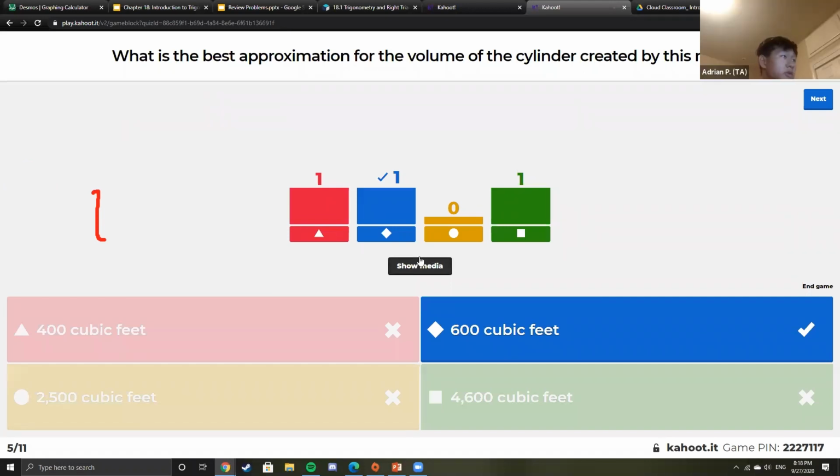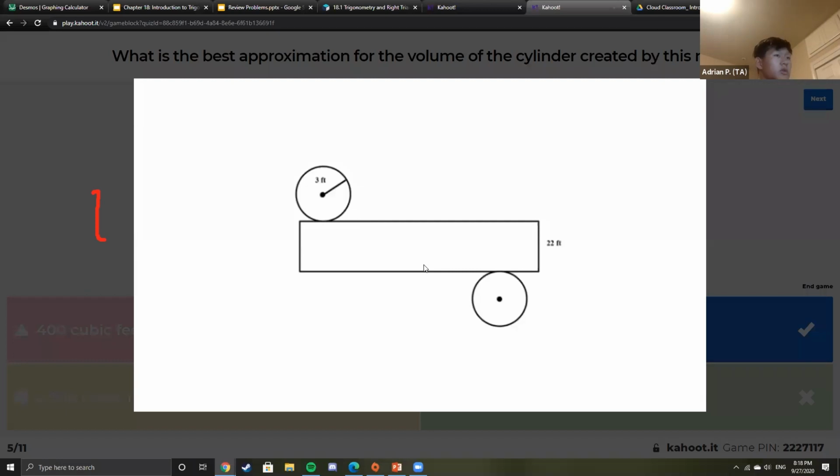Okay, so for this question, what you would do is first multiply in terms of pi. You'd have 3 feet as the radius. To get the base, it'd be pi r squared. So you'd have the base as 9 pi times height. So 9 times 22 is 198.